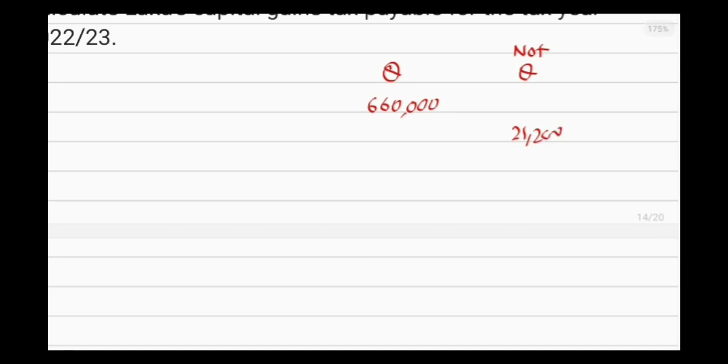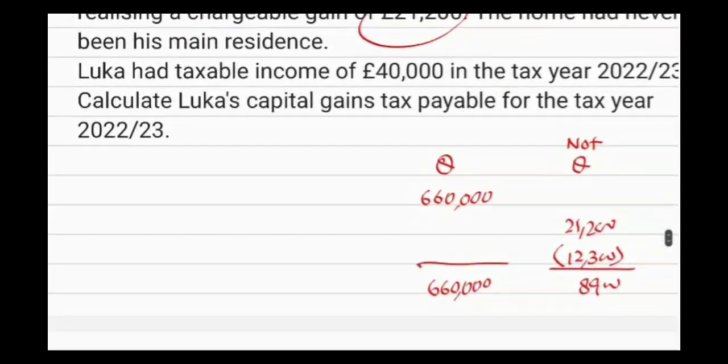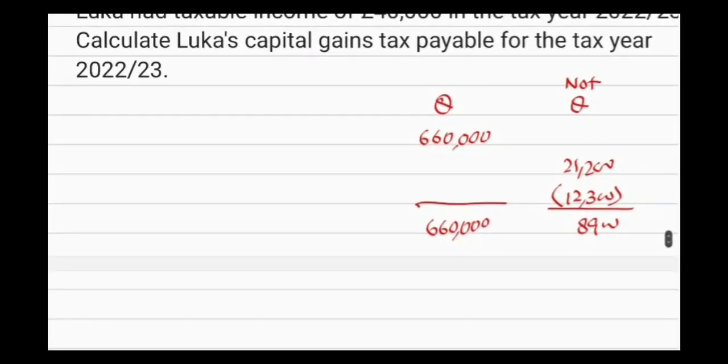Next we have to deduct the annual exempt amount from the asset that won't qualify for BADR relief. So it will be 8,900 of this, and this is 6,60,000. Now remember that this person has claimed a BADR relief of 4 lakh. So what does it mean? How much remaining BADR relief is available to him? It is 6 lakh, because a total of 10 lakh of BADR relief is available, 4 lakh he has already utilized, so the remaining is 6 lakh.